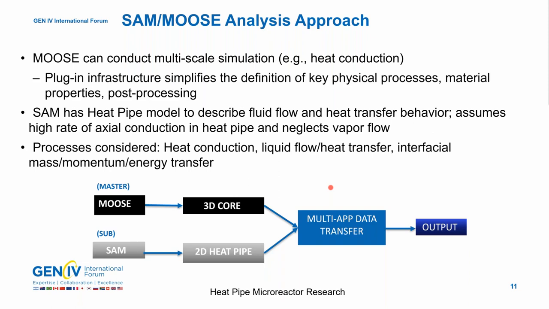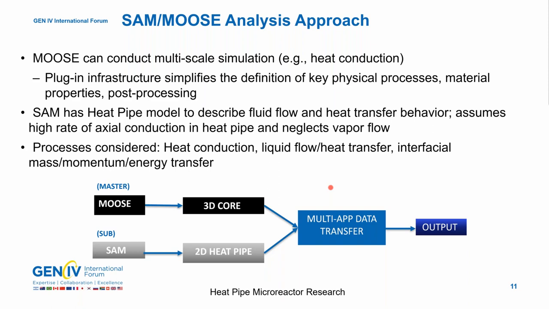Cubit is software from Sandia National Lab. It can provide the building of CFD geometry and also meshing. So MOOSE can read the 3D geometry from Cubit. And SAM is software prepared for advanced reactors, and it originated from Argonne National Lab.